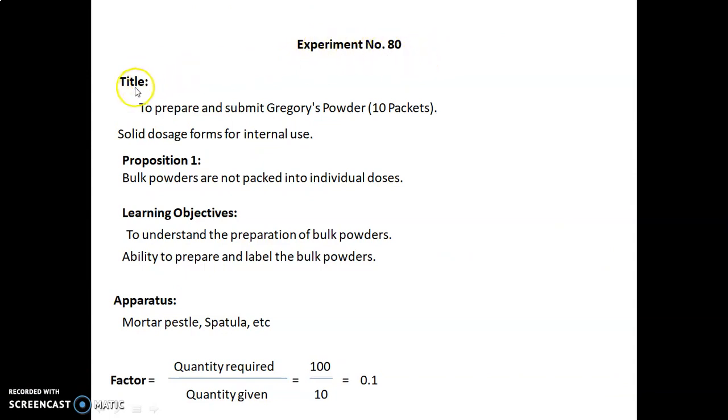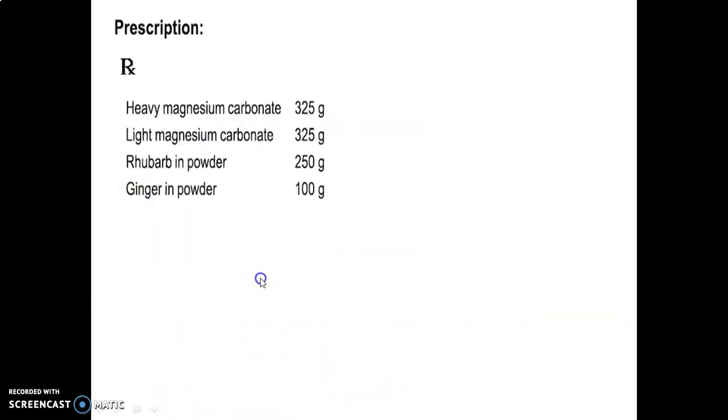Experiment number 80. Title of this experiment is to prepare and submit the Gregory's powder 10 packets. In this we are going to study the solid dosage forms for internal use. Proposition 1 is bulk powders are not packed into the individual doses. Learning objectives are to understand the preparation of bulk powders and ability to prepare and label the bulk powders. Apparatus required are mortar, pestle, spatula, etc. Factor calculated as quantity required upon quantity given is equal to 10 upon 100, that is equal to 0.1. Prescription is given denoted by this symbol Rx. Prescription is given over here.